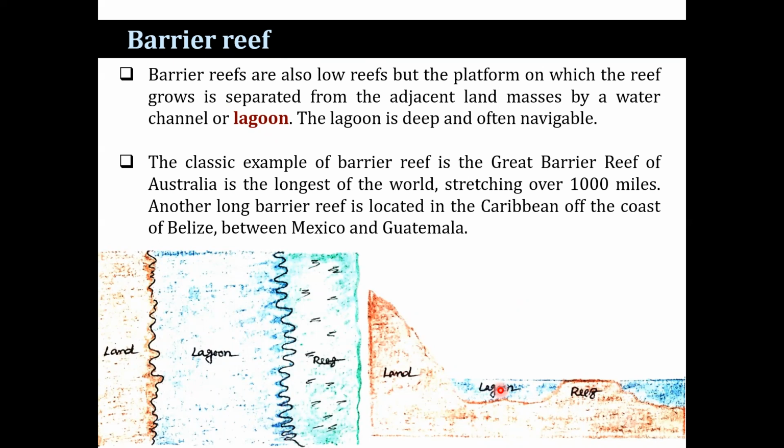The classic example of the barrier reef is the Great Barrier Reef of Australia. It is the longest in the world, stretching over 1,000 miles. Another long barrier reef is located in the Caribbean off the coast of Belize, between Mexico and Guatemala.